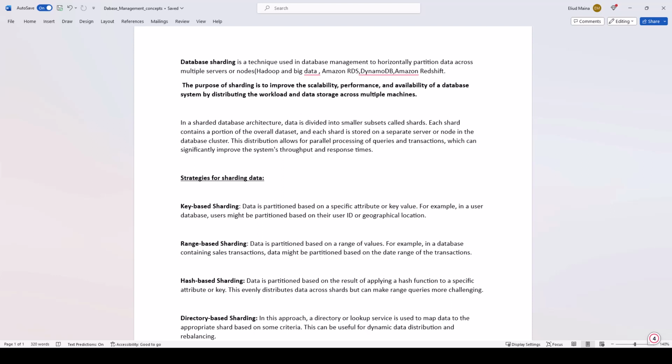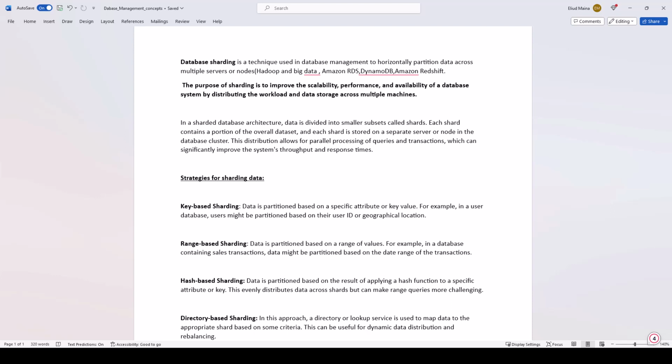So overall, sharding in Hadoop plays a fundamental role in enabling distributed storage and processing of large data sets across clusters of commodity hardware. It allows Hadoop to efficiently scale out horizontally, handling massive volumes of data and computation in parallel across multiple nodes, thereby providing high throughput and fault tolerance for data-intensive applications.